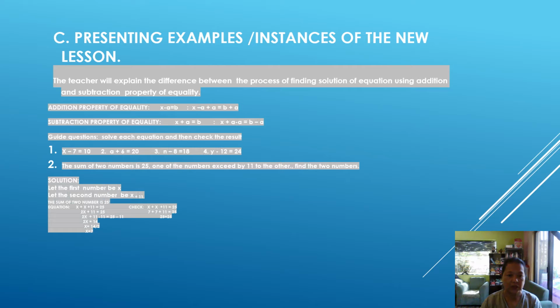Number 1, addition property of equality: x minus a is equal to b, x minus a plus a is equal to b plus a. Subtraction property of equality: x plus a is equal to b, where x plus a minus a is equal to b minus a. So here are the guide questions.